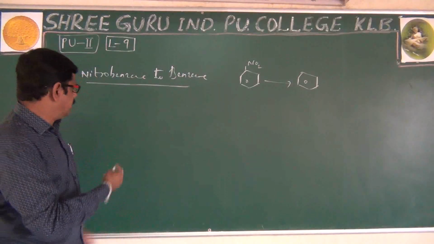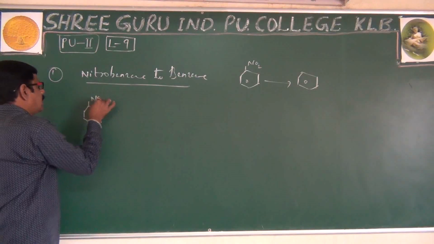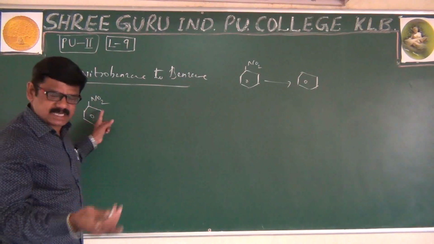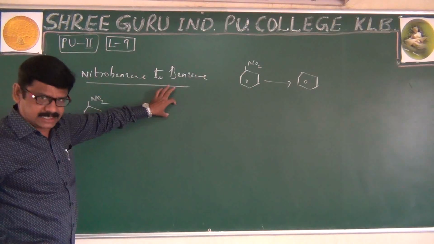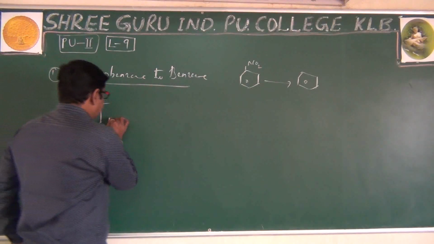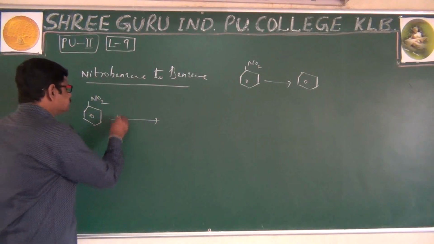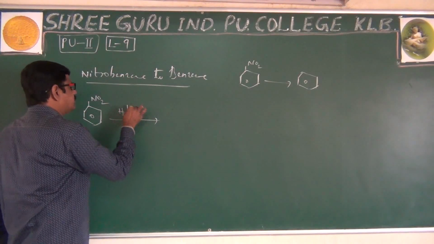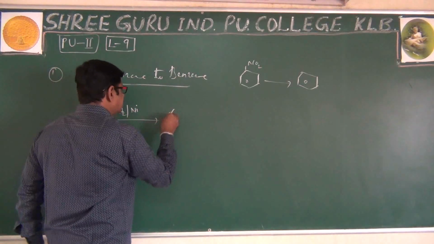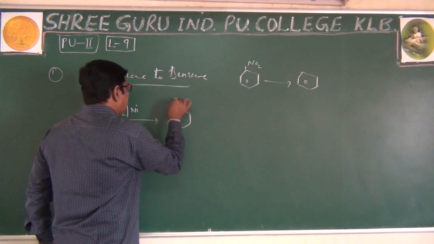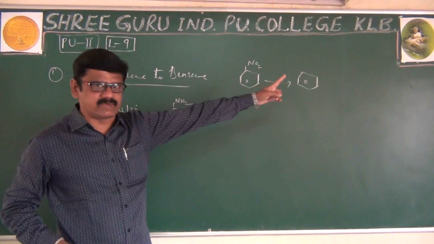Very simple. We'll take the nitrobenzene structure first of all, and this nitrobenzene is undergoing reduction in the first step. During the reduction, NO2 is converted to NH2. Which reduction are we doing? Catalytic reduction, that is hydrogenation in the presence of nickel, platinum, or palladium catalyst. The NO2 group is converted to NH2. Aniline is obtained. But our final target is benzene.